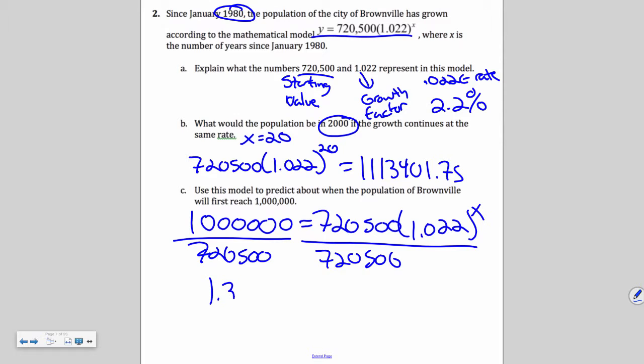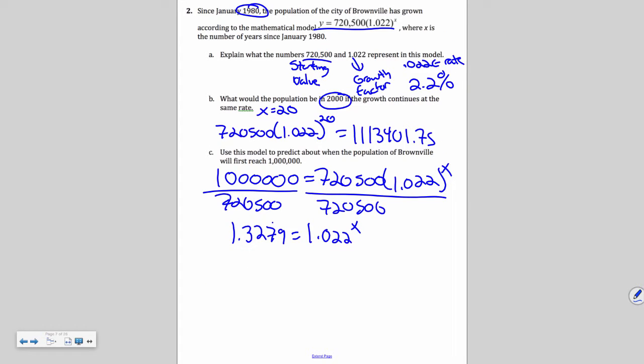We have 1.3879 equals 1.022 raised to the x. To bring the x down, I would then have to write it as the log of 1.3279 divided by the log of 1.022, and that would get my answer.